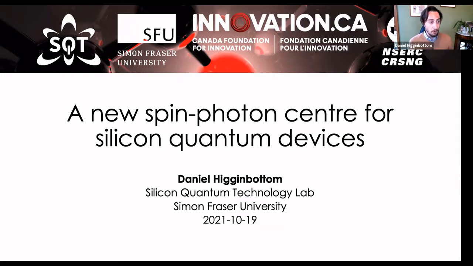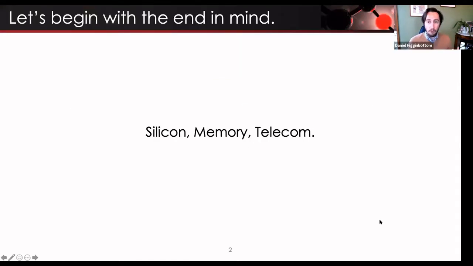That's the spin-photon center in this title. It's the T center, and I want to share some recent experimental results that we've had working with that center. But before we dive into the details, let's begin with the end in mind. What is a scalable, deployable quantum technology going to look like? Realistically, I'd put to you it's going to be solid state, and I'll argue ideally silicon.